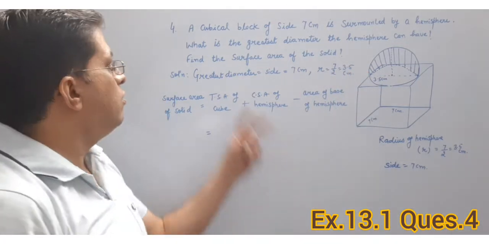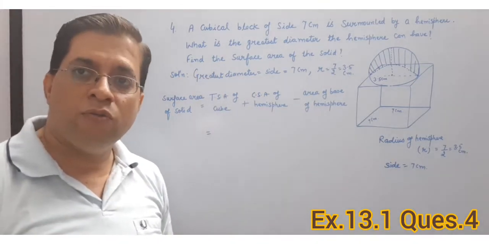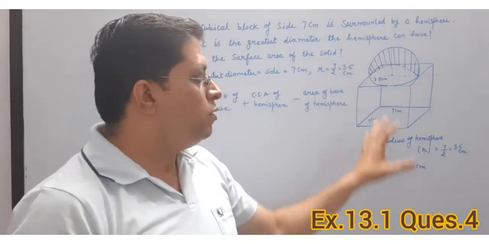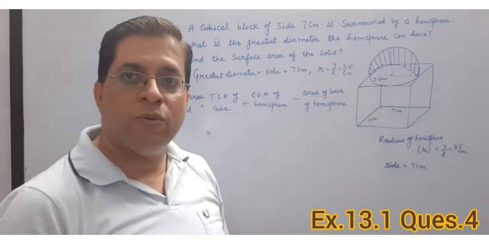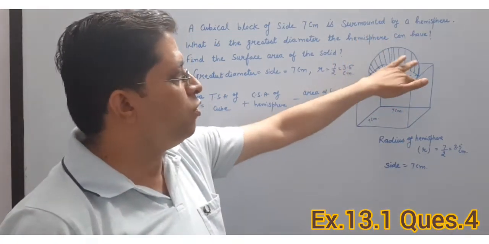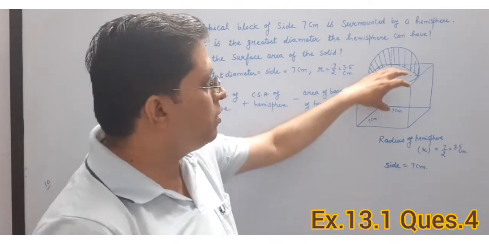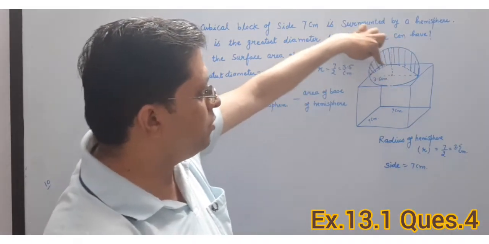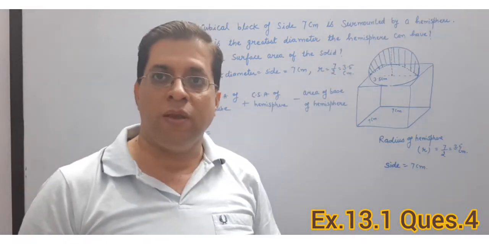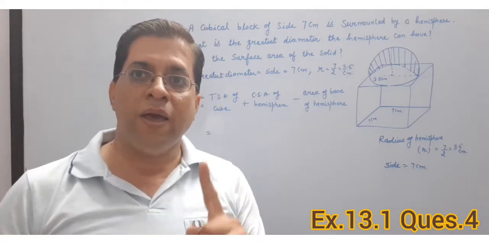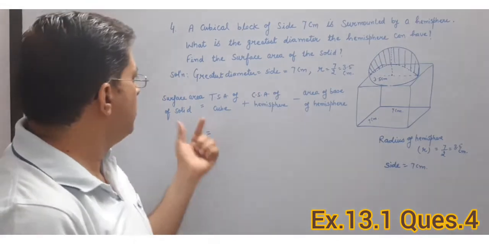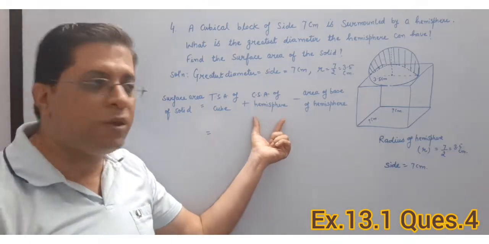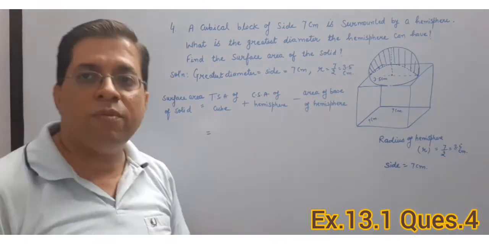Okay, this is the way. Find the surface area of the solid. Now you have to find the surface area. It means you have to paint whatsoever is there. So first of all, let's take TSA of cube and then CSA of the hemisphere, but this circular part is on that cube. It means you have to subtract the area of the base of the hemisphere, which is pi r square. So surface area of solid is TSA of cube plus CSA of hemisphere minus area of the base of hemisphere.